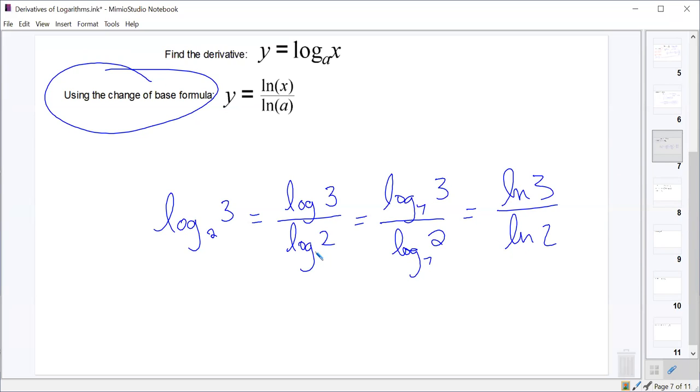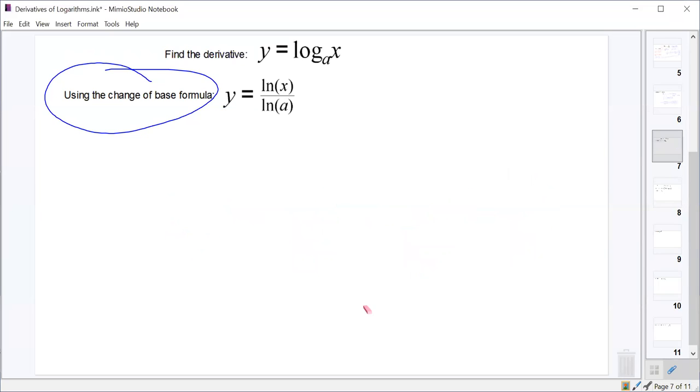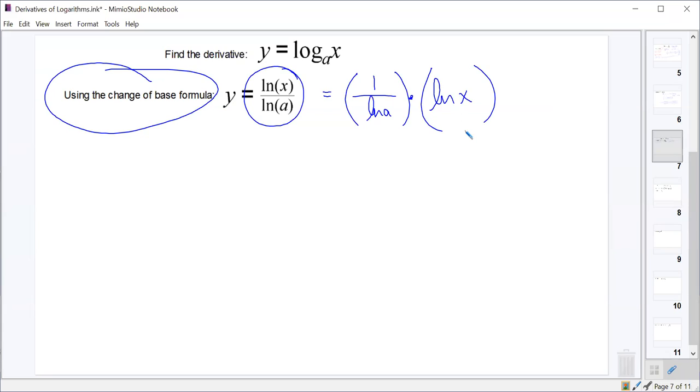So it helps us to find an easy way to take the derivative of log base a of x. We just rewrite it as natural log of x over natural log of a, because we know how to take the derivative of natural log of x, right? Don't we know how to take the derivative of natural log of x already? Yes. So if I rewrite it this way, 1 over the natural log of a times the natural log of x. What is 1 over the natural log of a?